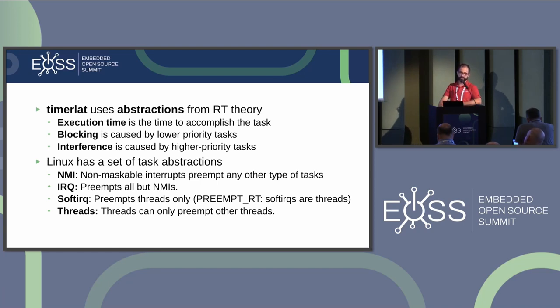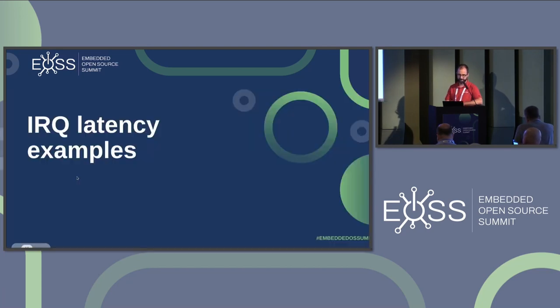And if we look at Linux with a different set of tasks, we will see that Linux has a hierarchy of tasks. The most common are the threads, right? But on top of them, we have the software queues that can preempt threads, but cannot preempt IRQ or NMI. But they can disable IRQ and cause blocking for these two. Likewise, the IRQ can preempt these two, and these two can cause blocking to IRQ, and can be interfered with by NMI, and so on. So, IRQ latency examples, trying to understand the output of Timerlat.